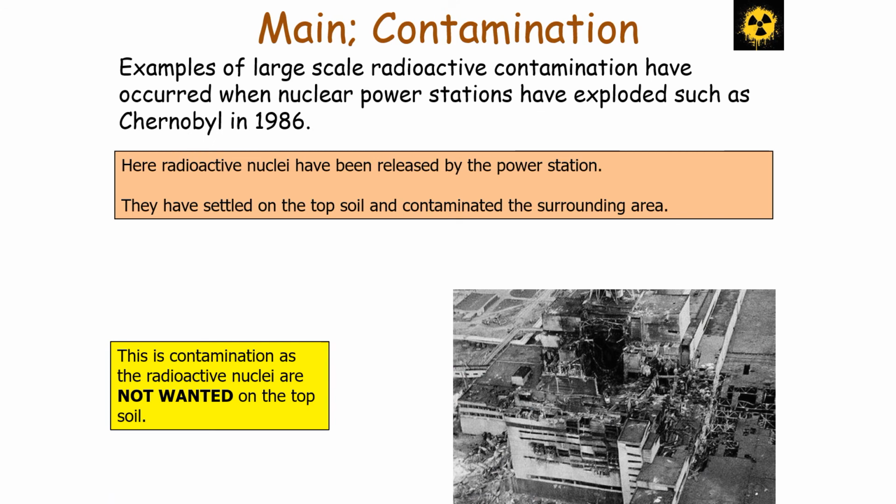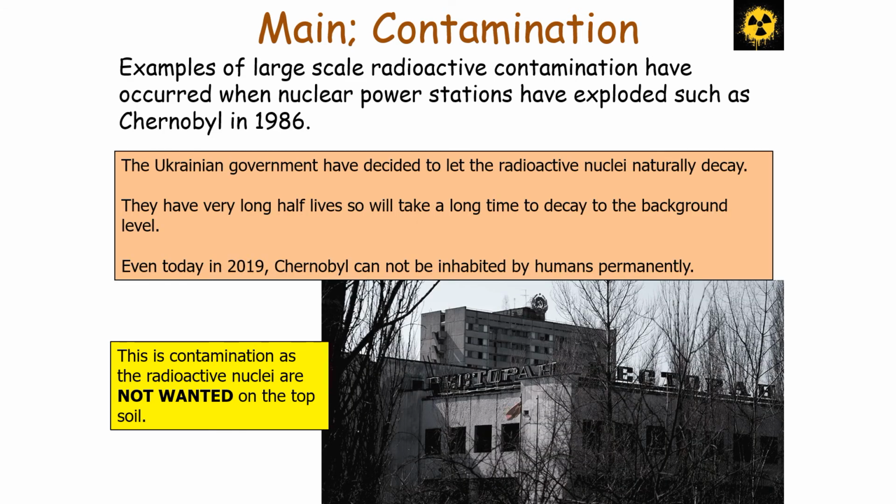Now, another example of a large-scale contamination was when the Chernobyl power station exploded in 1986. Here, radioactive nuclei have been released by the power station and have settled on the topsoil and contaminated the surrounding area. Now, the Ukrainian government have decided to let the radioactive nuclei naturally decay because they have a very long half-life, so it will take a long time to decay to the background level. So even today in 2019, 2020, Chernobyl cannot be inhabited by humans permanently.